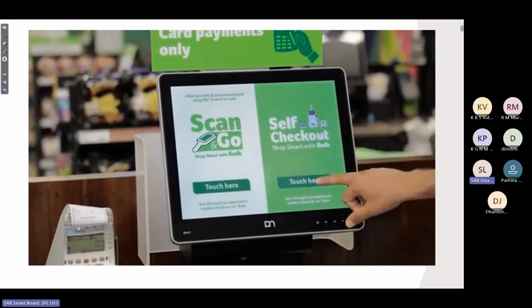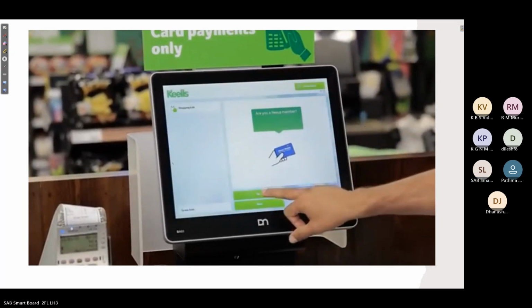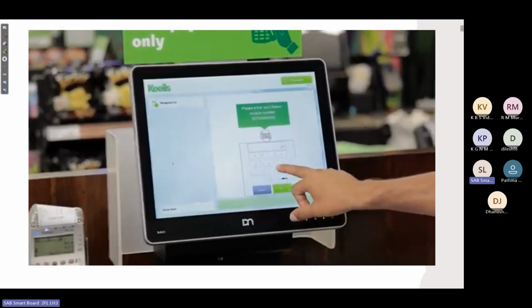It's about PLC scan and go self checkout system.